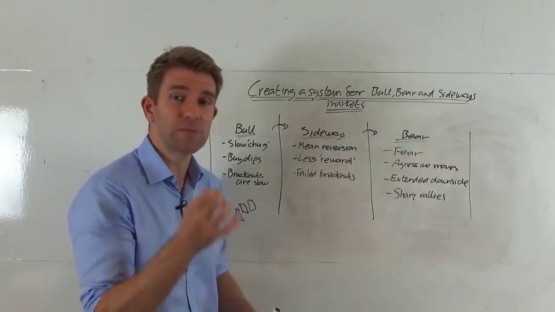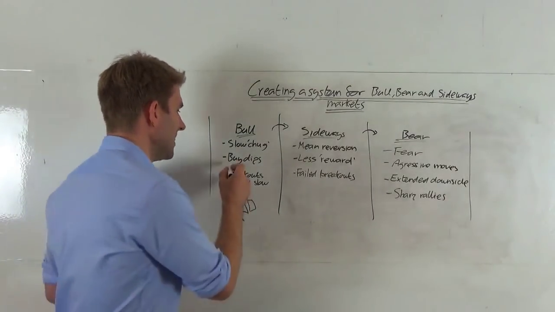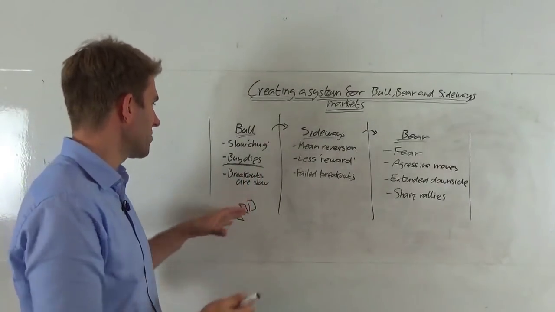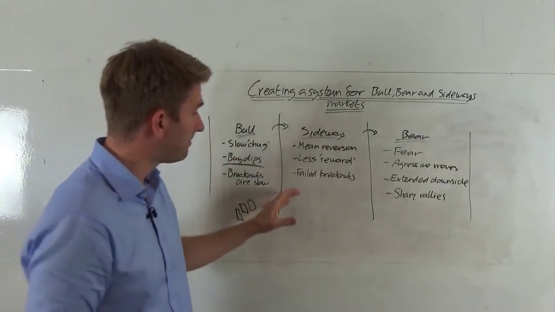So the real sweet spot is on that dip. Like I say, it's buying dips. That's the key thing. It's just where you buy the dip that's important. Breakouts are slow. It's a slow chug to the upside.